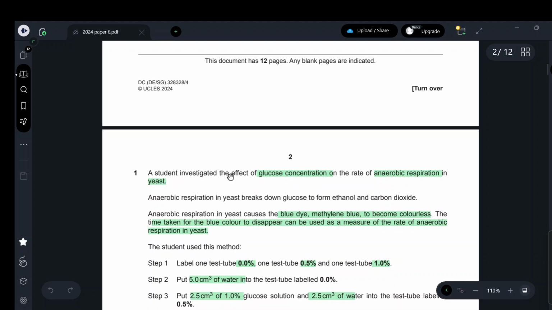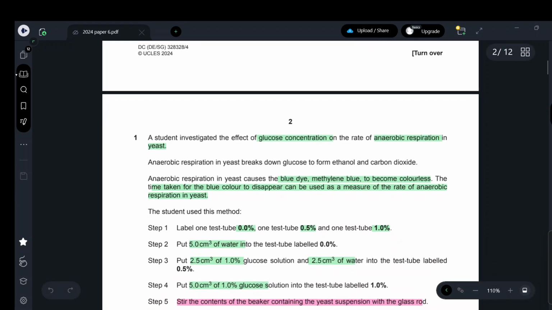Question 1. A student investigated the effect of glucose concentration on the rate of anaerobic respiration of yeast. I'm investigating the effect of glucose concentration. So the word after "effect of" is my independent variable. This is what I'm going to change. I'm going to change the glucose concentration and see how it affects the anaerobic respiration.